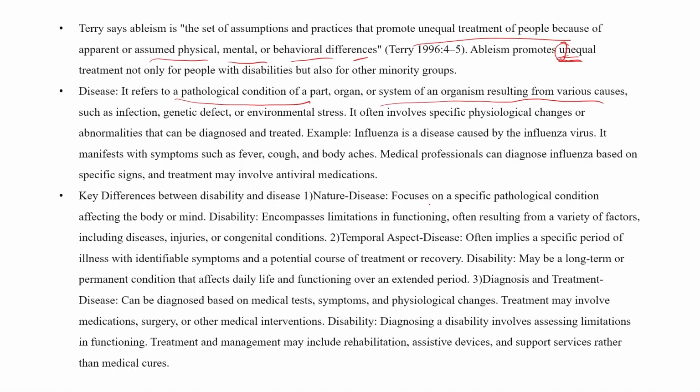Look at the first one, that is nature. In terms of nature, what does disease do? It focuses on a specific pathological condition affecting the body or mind. What does disability do? Now, look at the slide. It encompasses limitations in functioning often resulting from a variety of factors including diseases, injuries, congenital conditions. So, basically what I mean to say is that someone is a diseased body in terms of nature because of a pathological condition, and someone is disabled because of socio-cultural conditions.